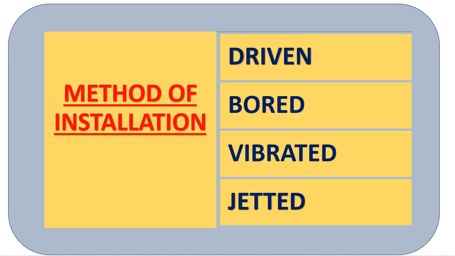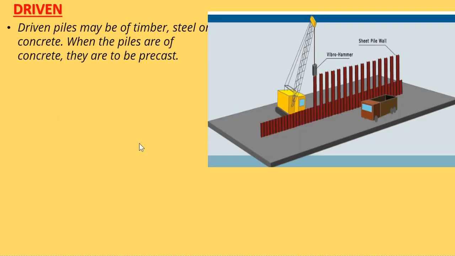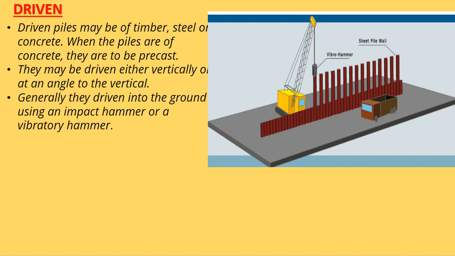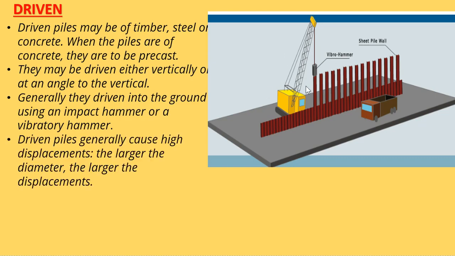Next one is as per the method of installation. They are driven, bored, vibrated and jetted. Driven piles. Driven piles may be of timber, steel or concrete. When the piles are of concrete, they are to be precast. They may be driven either vertically or at an angle to the vertical. Generally, they are driven into the ground using an impact hammer or a vibratory hammer.